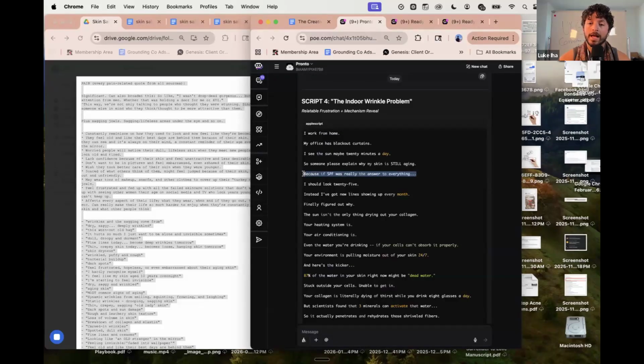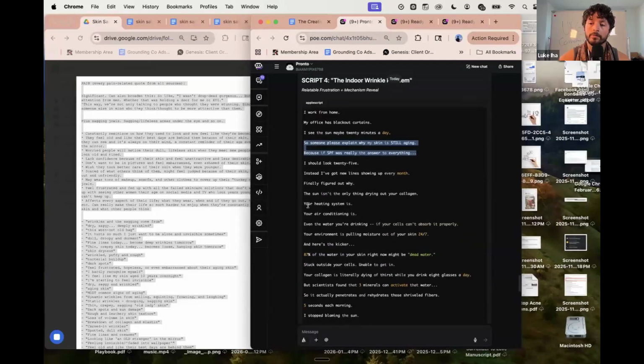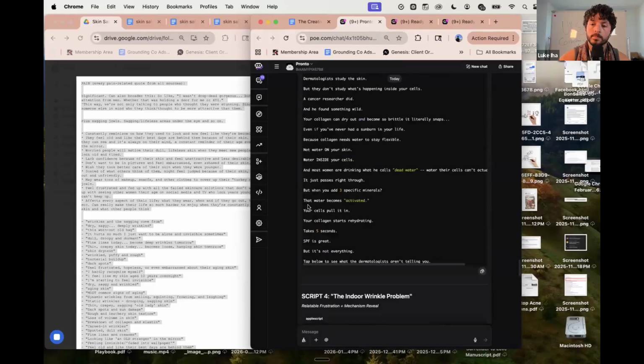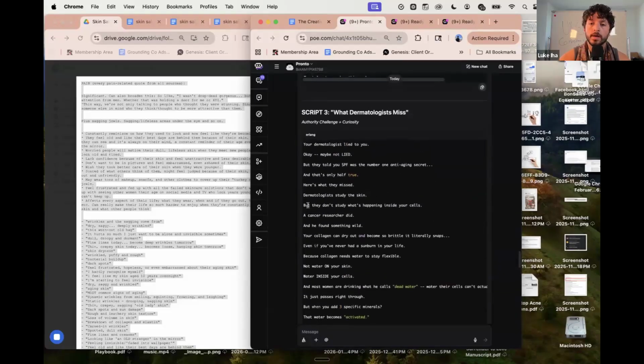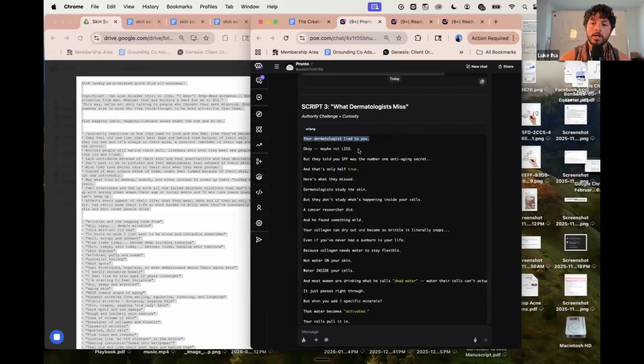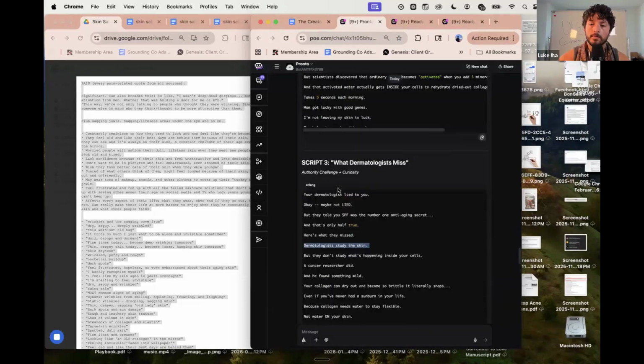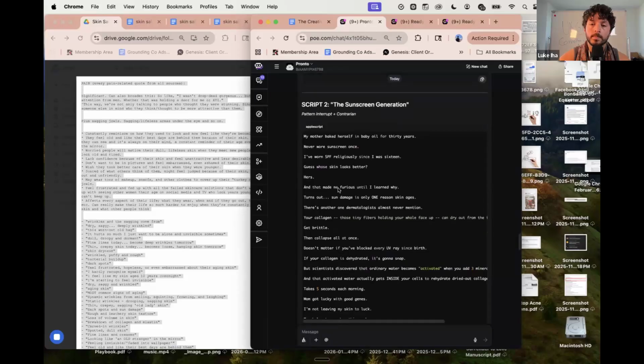If SPF was really the answer to everything, someone please explain why my skin is still aging. If I flipped that, that's a really great product-aware, solution-aware style hook, coming from a spokesperson in desperation. This is good. I just don't like that it kind of fixes itself here. So I'd say, your dermatologist lied to you, because they told you that SPF was the number one anti-aging secret, and that's only half true. Here's what they missed. Right? Then that's an okay ad.